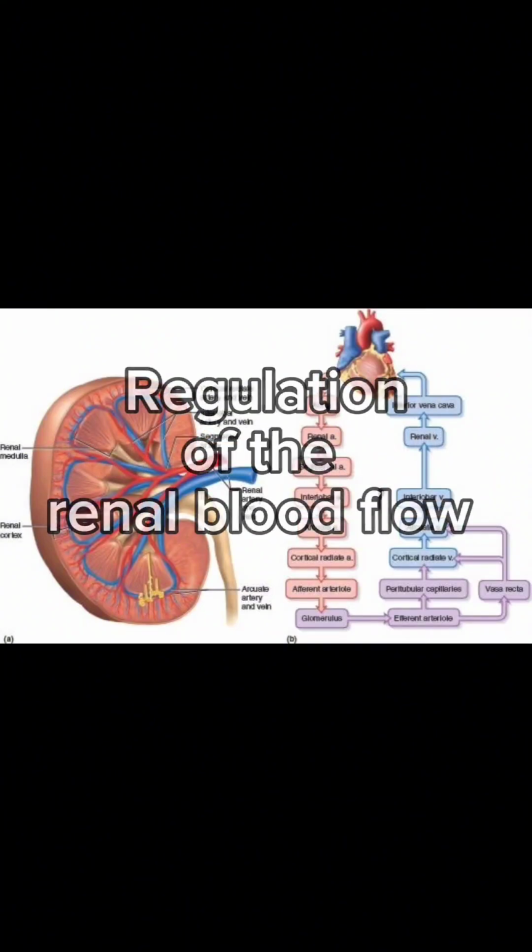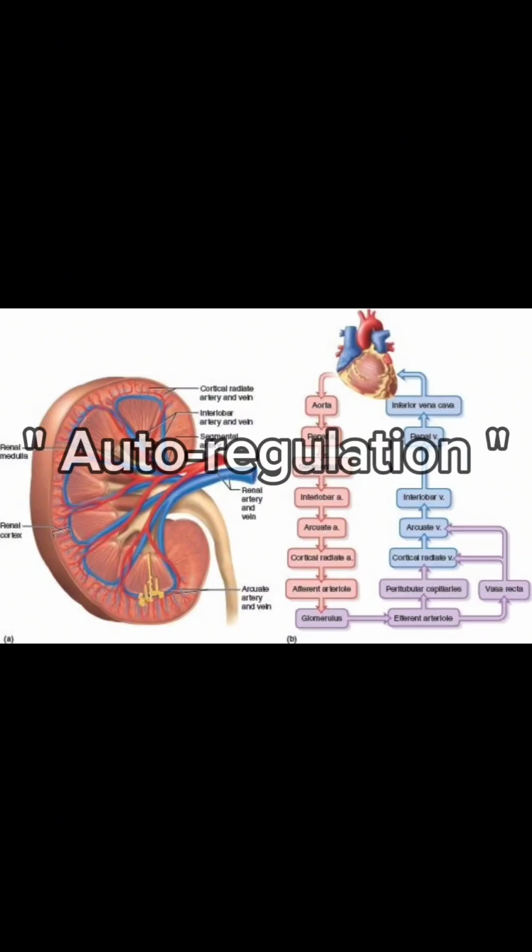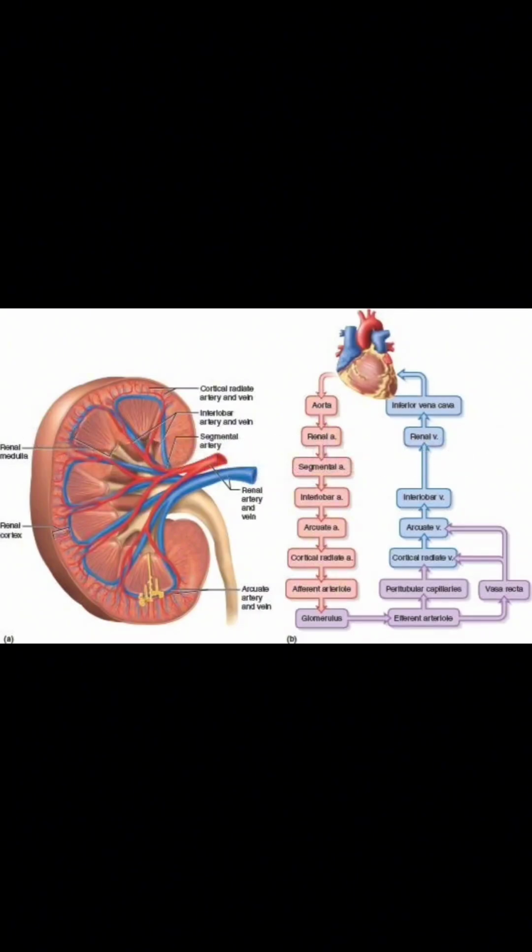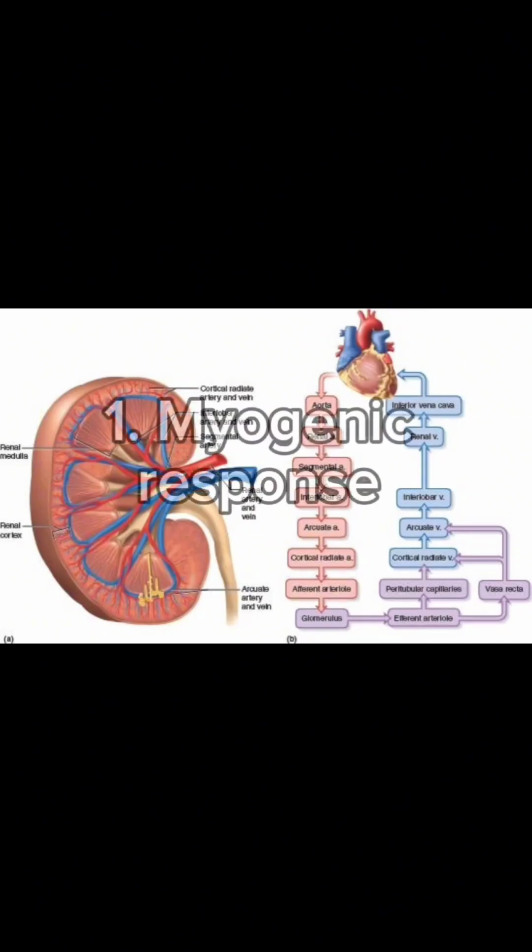Regulation of renal blood flow. The renal blood flow is characterized by something we call autoregulation, meaning that the kidneys could control the amount of blood entering, and thus it's not affected by changes in systemic blood pressure. The autoregulation process is explained by myogenic response, which is the smooth muscles of the kidney arterioles. It constricts and dilates, adjusting the amount of blood entering the kidneys.